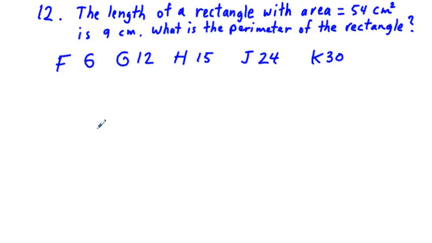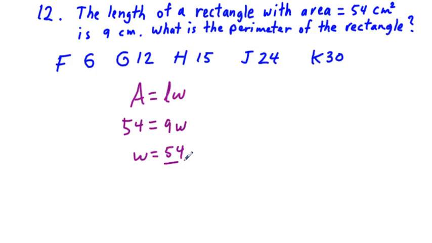12. The length of a rectangle with area equal to 54 centimeters squared is 9 centimeters. For this, we need to know the formula of area equals length times width. And if we know the area, which we do, is 54, it's going to be equal to the length, which is 9, times the width. So width is going to be 54 over 9. And you can think of it as what times 9 equals 54. So 6. And if you're not careful with that, you pick F.